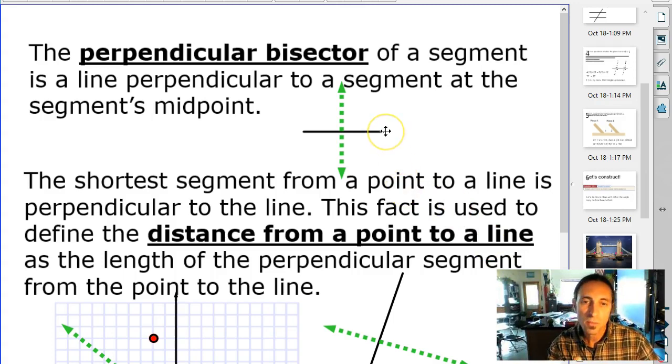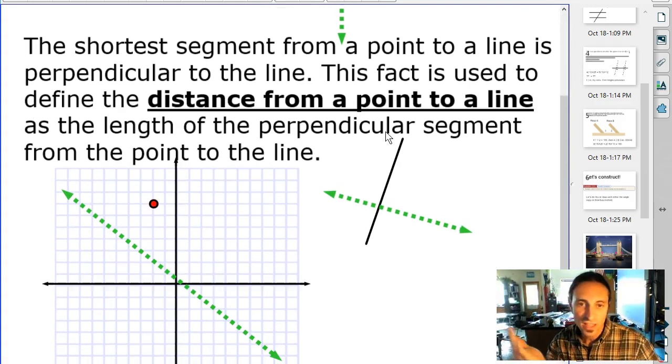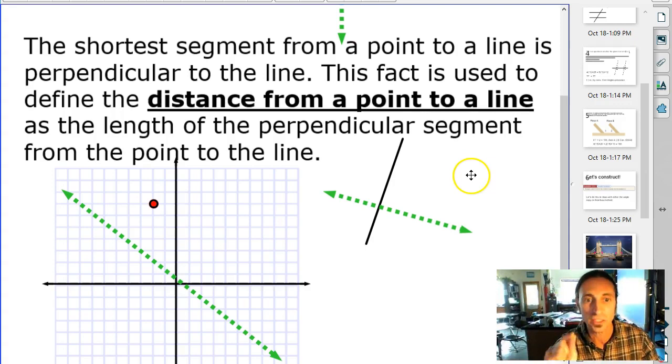We talked about bisecting segments before. And I need to emphasize that that segment that bisects it is also perpendicular. Okay, well, what's the significance of that? Well, the shortest segment, let's just read it together. Aaron, would you read it for me? The shortest segment from a point to a line is perpendicular to that line. Okay, that in fact is the definition of the distance from a point to a line, right?